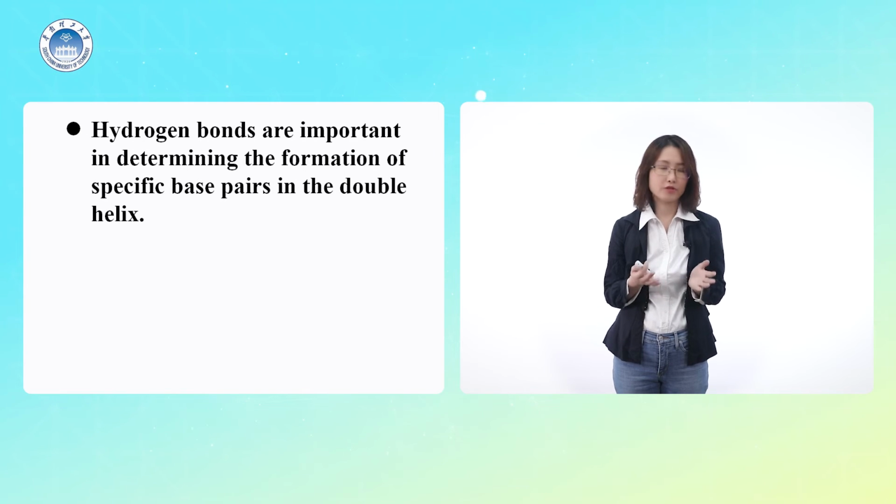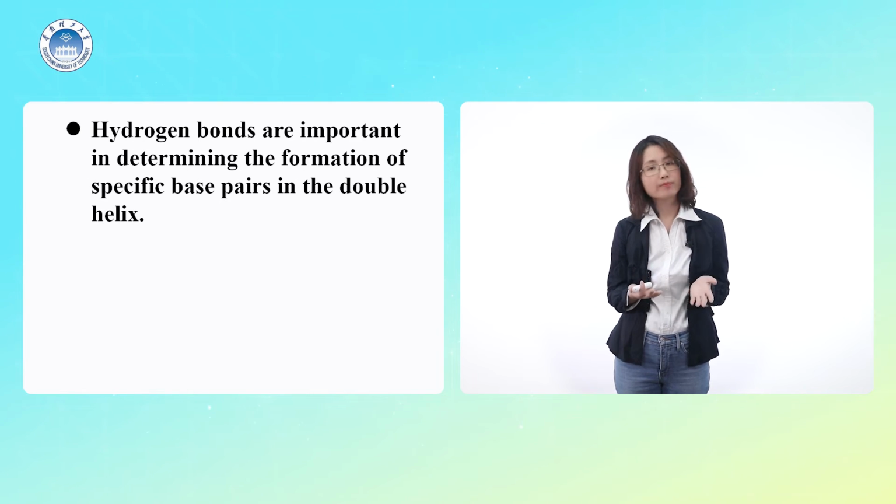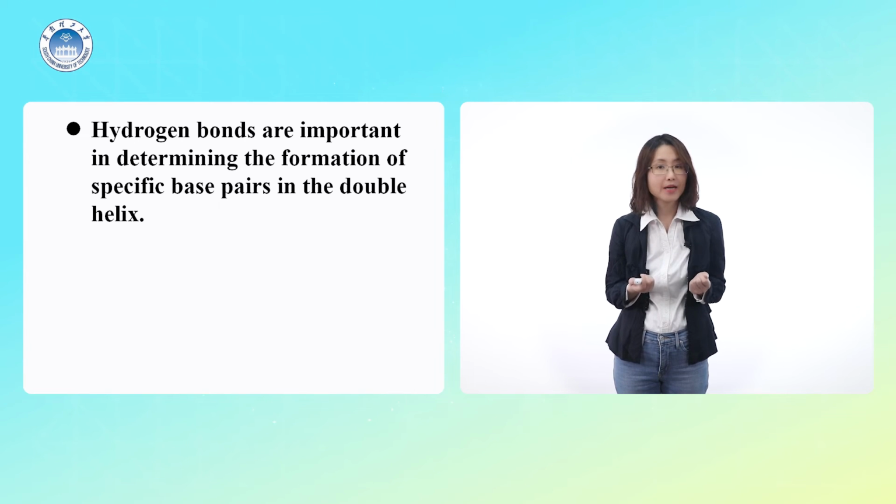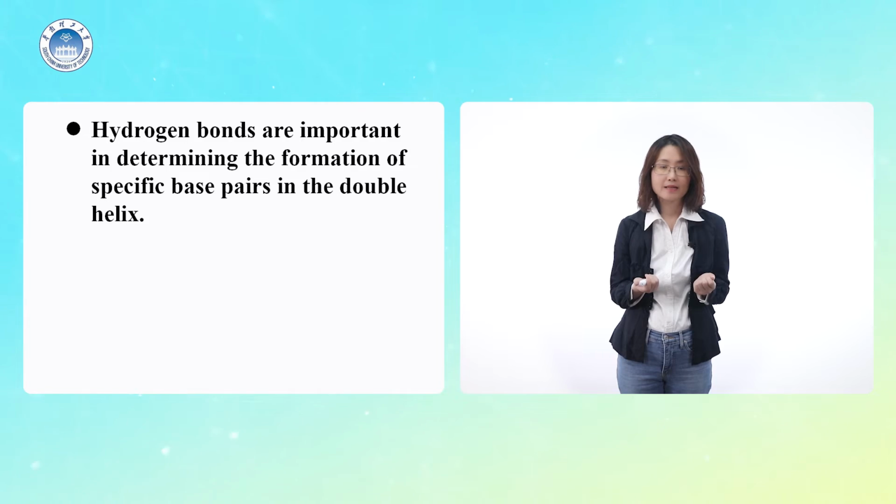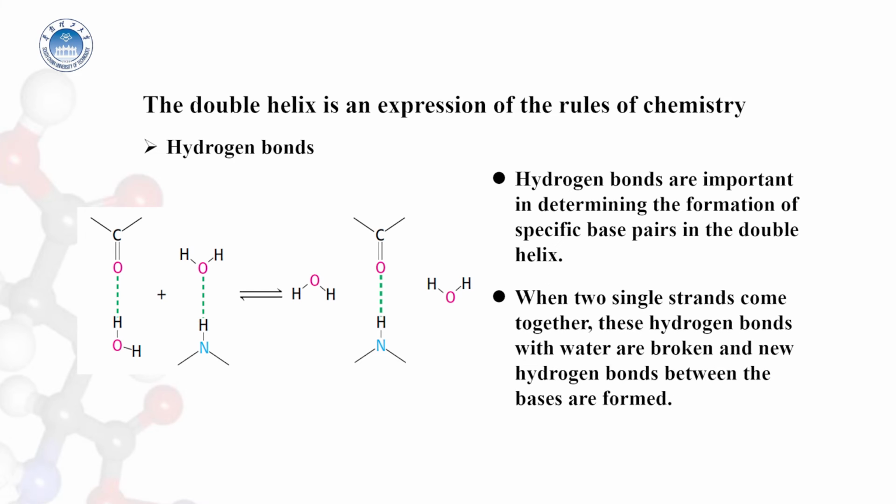And then hydrogen bonds. Hydrogen bonds are important in determining the formation of specific base pairs in the double helix. In single-stranded DNA, the hydrogen bond donors and the acceptors are exposed to solution and can form hydrogen bonds with water molecules. So when two single strands come together, these hydrogen bonds with water are broken and new hydrogen bonds between the bases are formed.